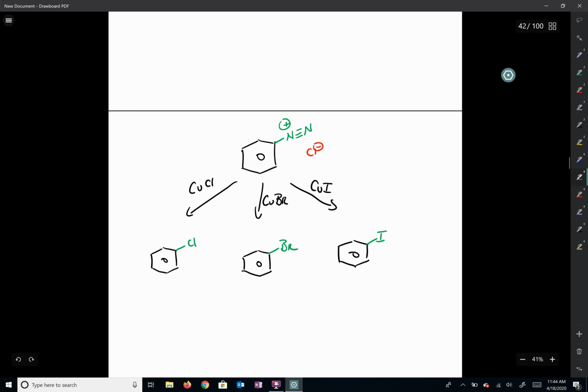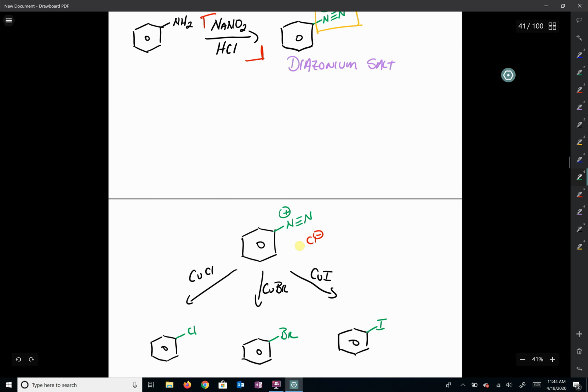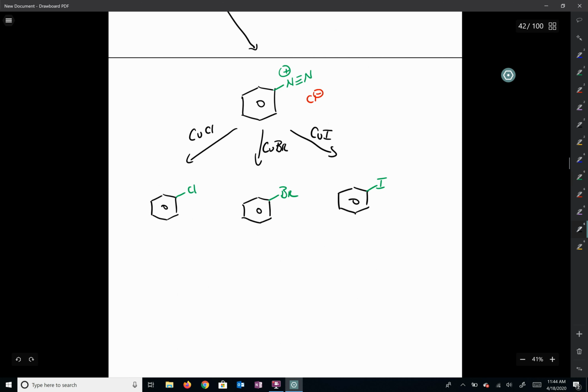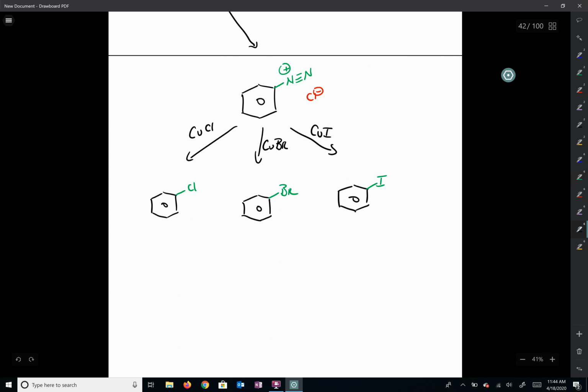But remember the point: we start with an amine, turn it into the diazonium, and then transform that into a halide. So effectively, we get rid of an amine and swap in a halide. Don't forget about that. It's not so important that I can put a halide on the aromatic ring; we already know how to do that. What we're doing now is transforming an amine into one of those groups.